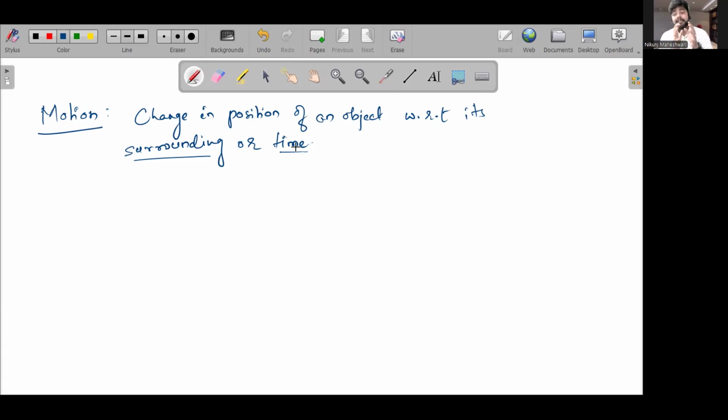Relative means these words are only defined, or you can say completely defined, only when you define them with respect to an observer, or in technical terms, we call it the frame of reference. What is frame of reference, sir? I did not understand. It looks a very difficult word or a very big word.